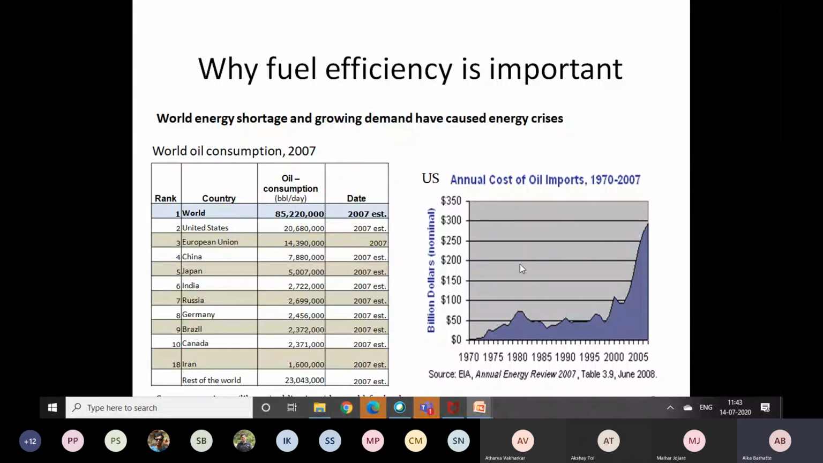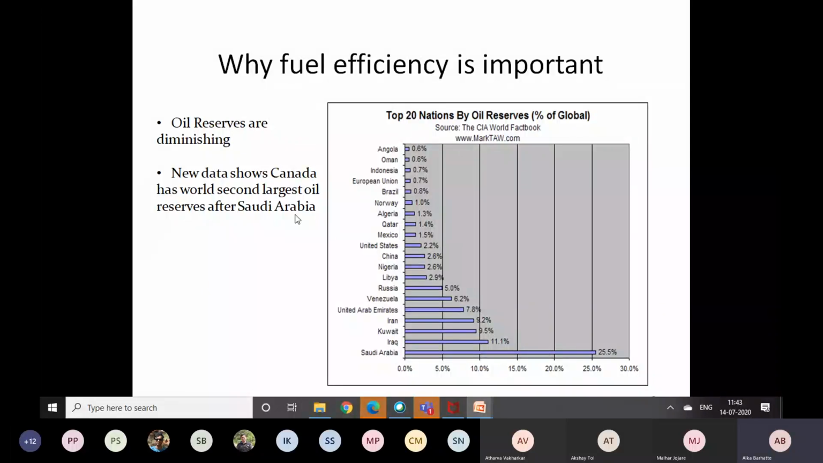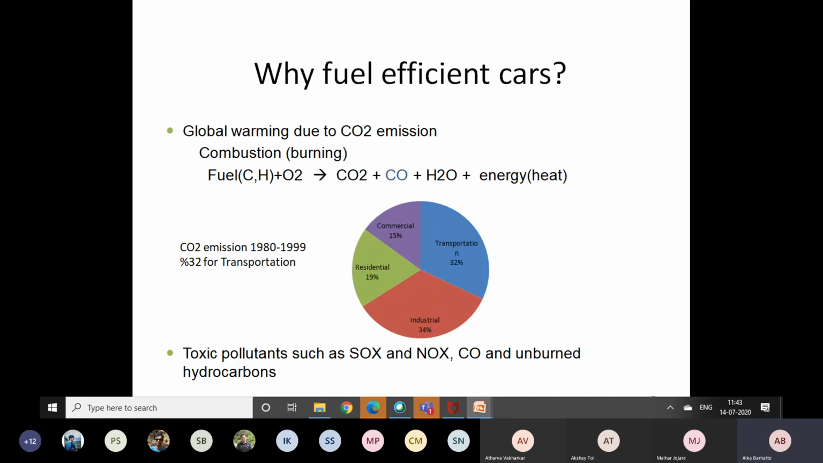Okay, and another factor is the reduction in the oil reserves. Hence at some point of time, it may happen that there is a deficiency of this fuel, and because of that the research has shifted to electric vehicles or battery operated vehicles. So we know the effect of fuel.